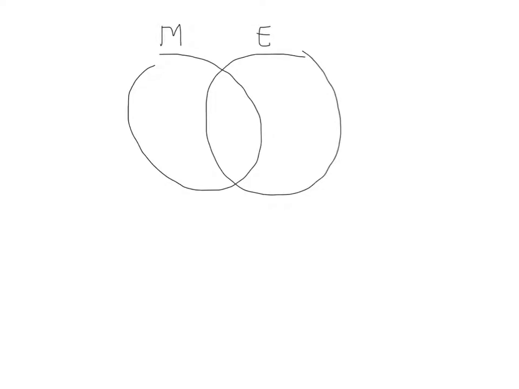This is number 11 on your review that says of 400 college students, 120 are enrolled in math, 220 are enrolled in English, and 55 are enrolled in both. If a student is selected at random, find the following probabilities. So the first thing I might do is fill in this Venn diagram.